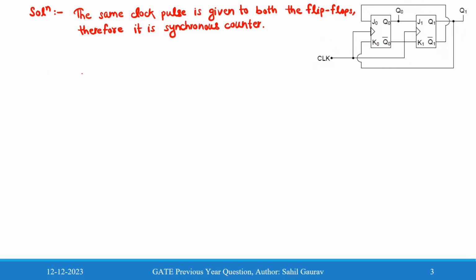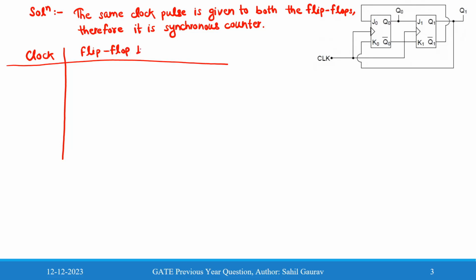Now let us make the table. The first column is the clock, and the second is the flip-flop inputs. The flip-flop inputs are J0 and K0, and here they are connected.